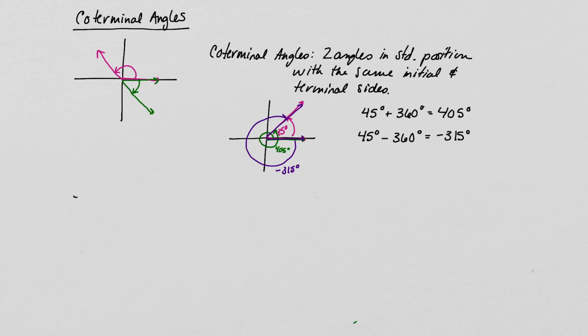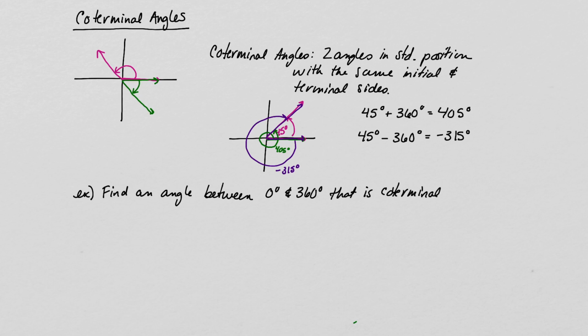So for example, find an angle between 0 degrees and 360 degrees that is coterminal with 510 degrees. So we want to bring it down, right?